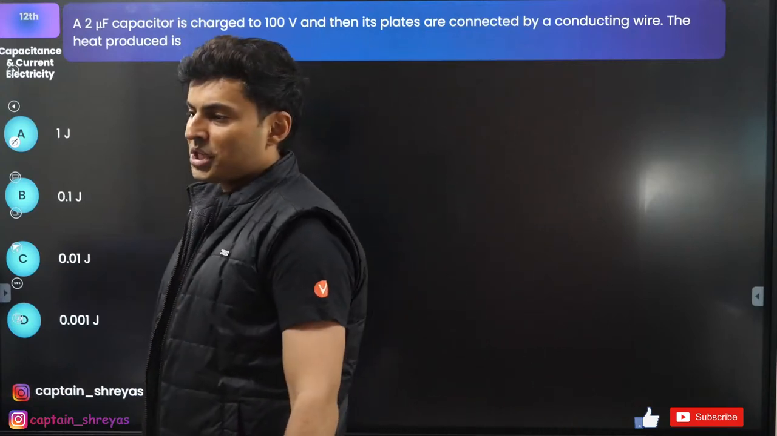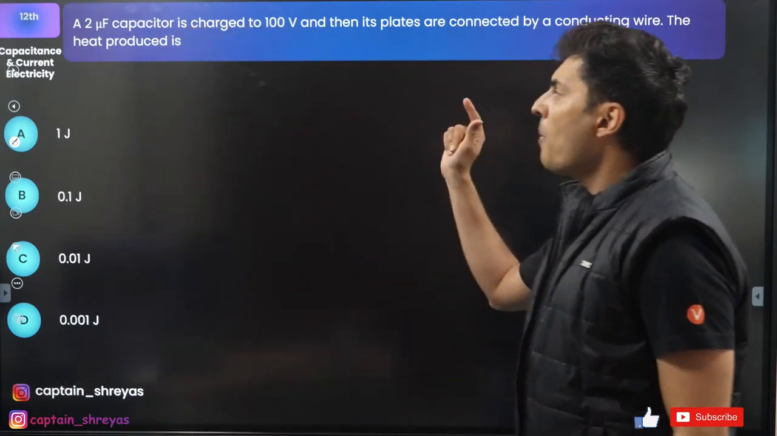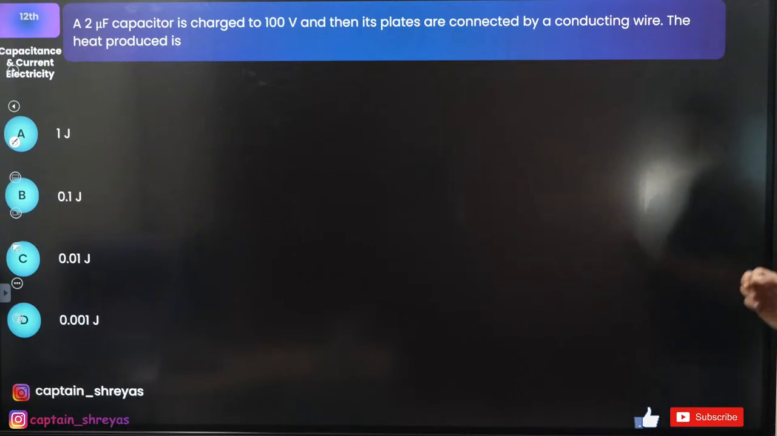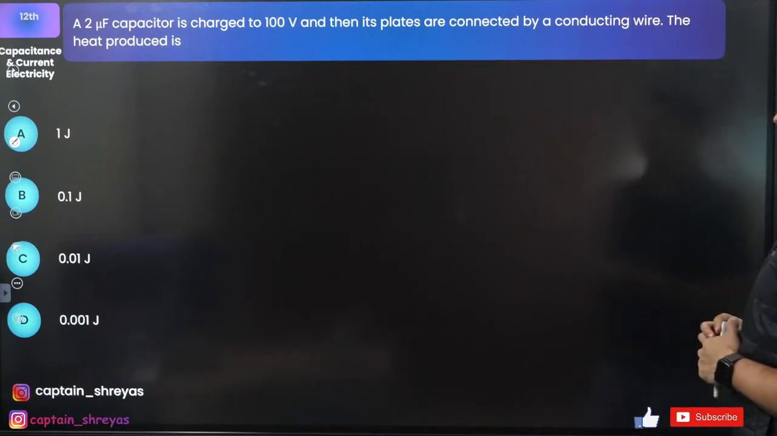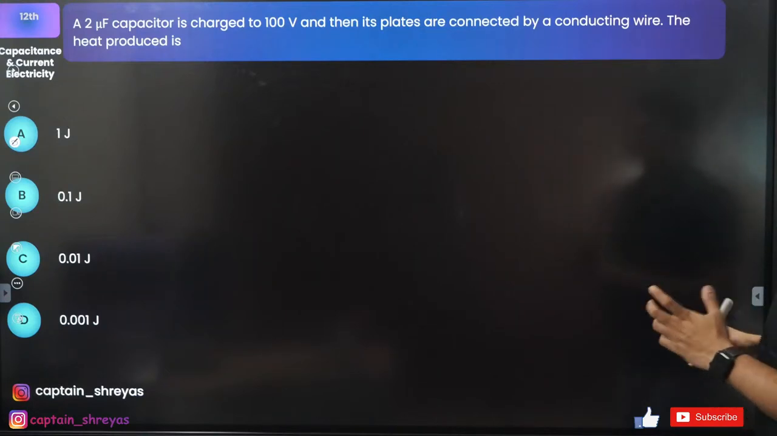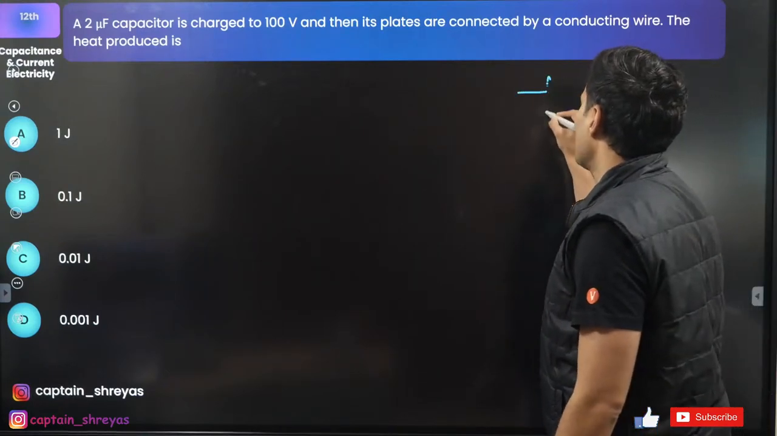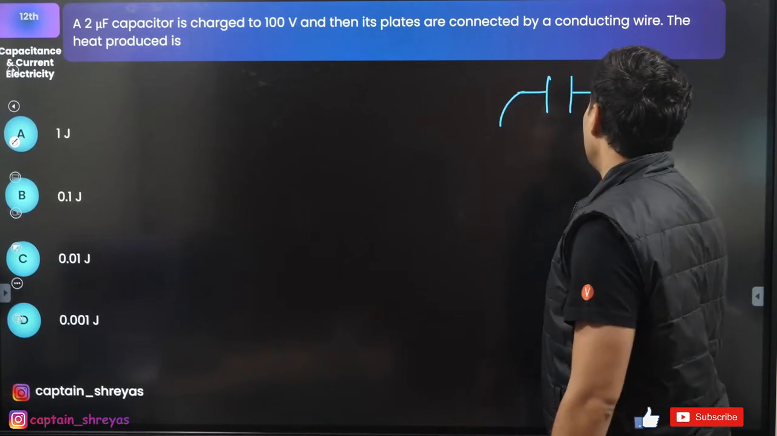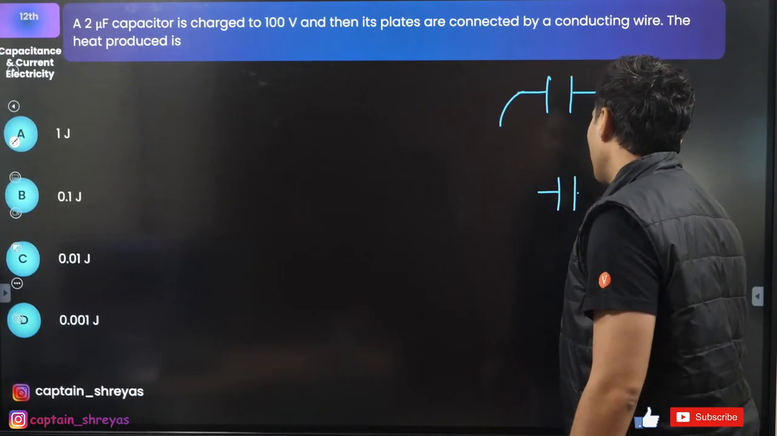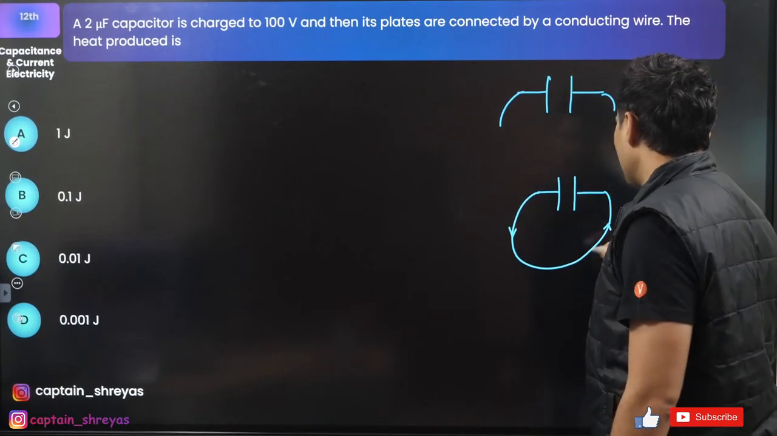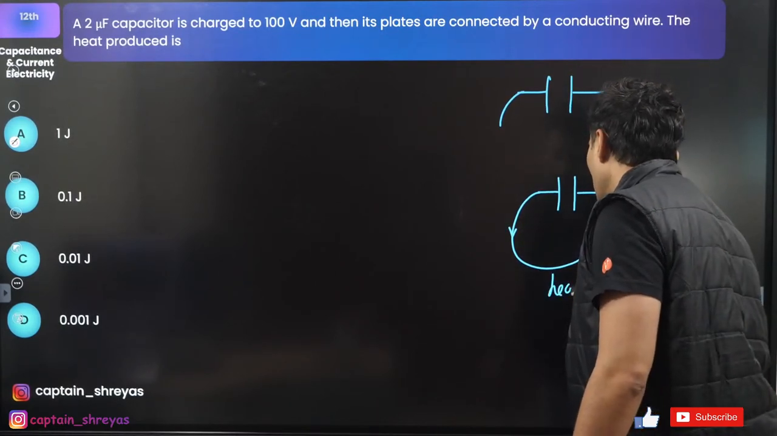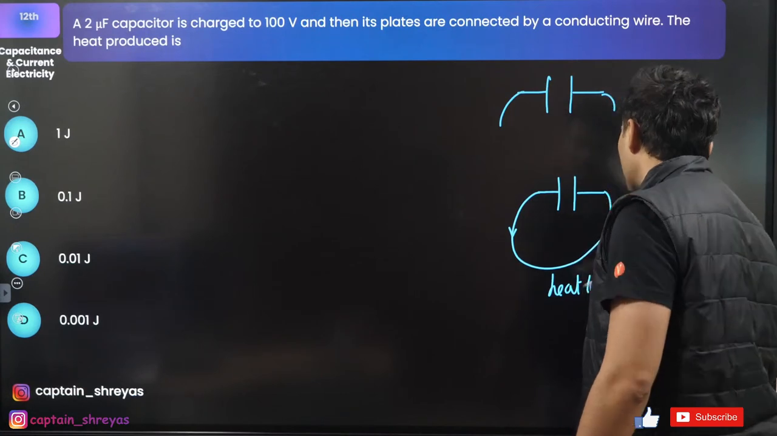Let's move to a question coming up on your screen. A 2 microfarad capacitor is charged to 100 volts and then its plates are connected to a wire. How much heat do you think is produced? So you have a capacitor, it is charged. Now you take that capacitor, you discharge it by connecting the terminals. There is some heat loss which is occurring.